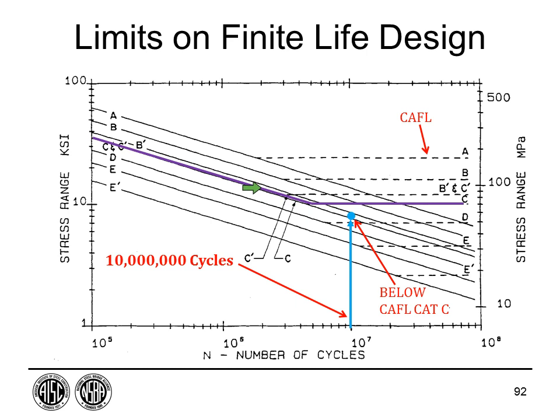In the AASHTO specification, we give tables that for each category, what is the ADTT at which you might as well design or have to design for infinite life. If your truck traffic is this high, you'll never be able to achieve finite life.